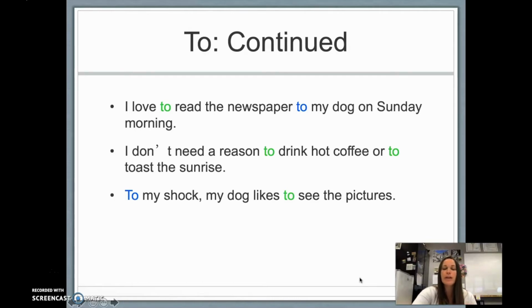That's the act of reading. I love to read the newspaper to my dog. That's actually a preposition. It's describing the action of how that is occurring, to my dog. Second one, I don't need a reason to drink hot coffee or to toast the sunrise. Those are both the infinitive forms, right? To drink or to toast. To my shock, that's a preposition. My dog likes to see, that's an infinitive verb, the pictures.